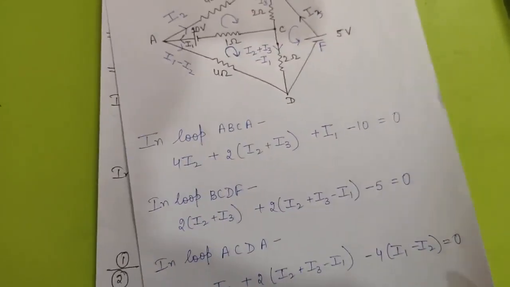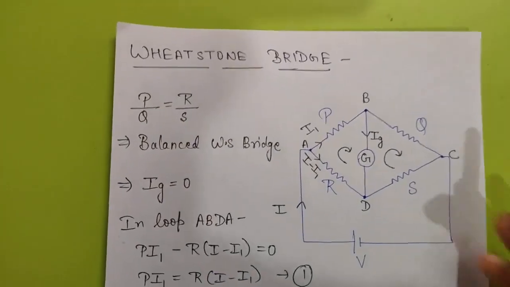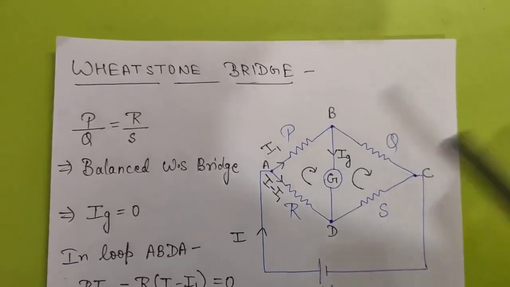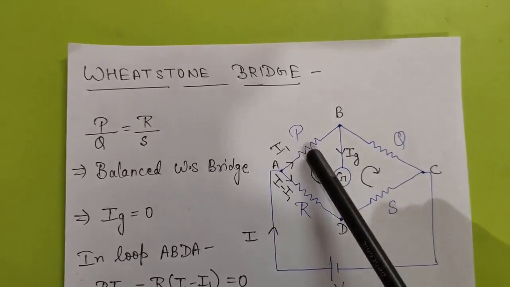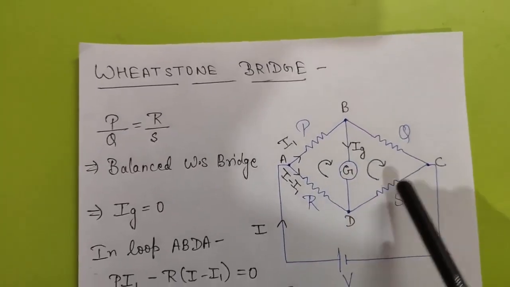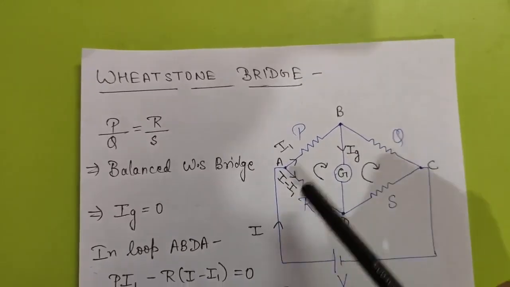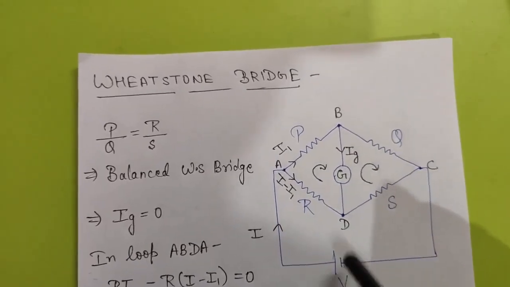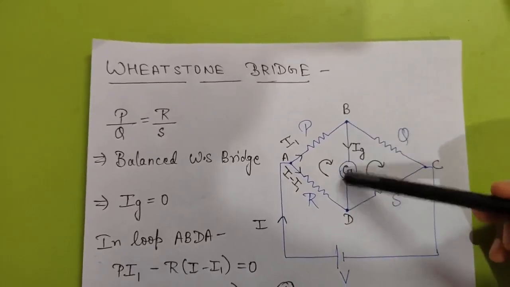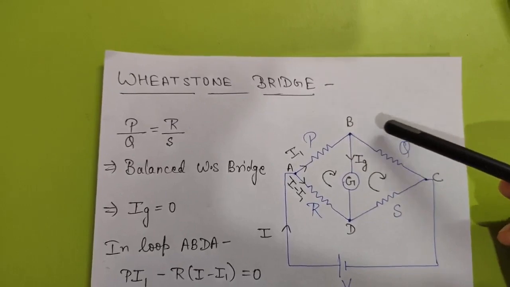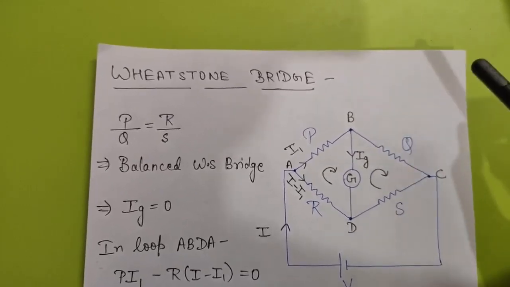Okay, so the next topic is Wheatstone bridge. Wheatstone bridge principle states that if there are four resistances P, Q, R and S, and if they are connected in this form, in the form of a bridge, and a battery is connected here, then if this galvanometer which is connected here shows no deflection, then this bridge is said to be balanced. Again I am repeating it.